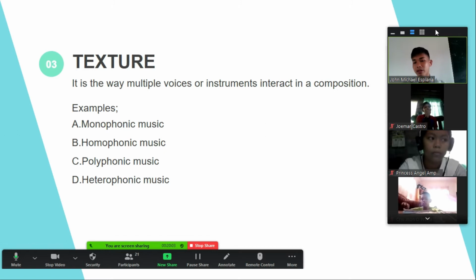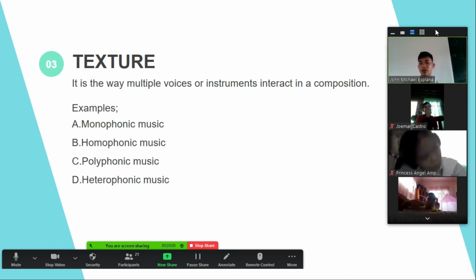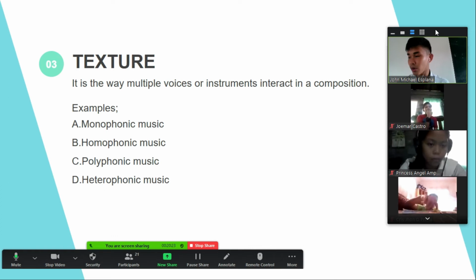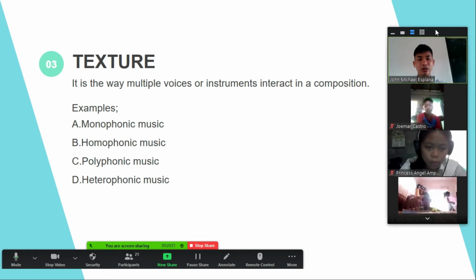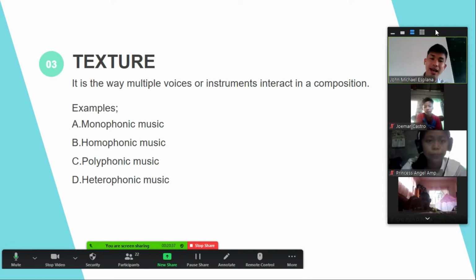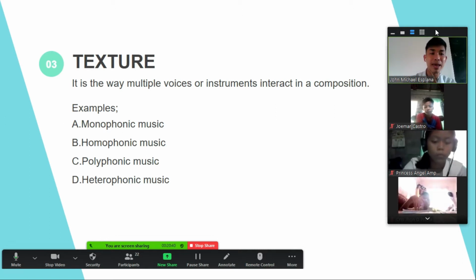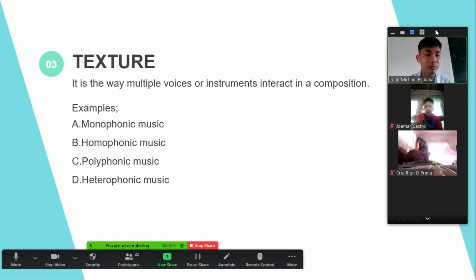Meron tayong apat na tinatawag. Number one, we have monophonic music. So what do we actually mean by monophonic? Monophonic music is represented by a single melodic line. Bakit kaya? Parang isa lang yung line, yung melody, kasi nga mono comes from the word one or single.